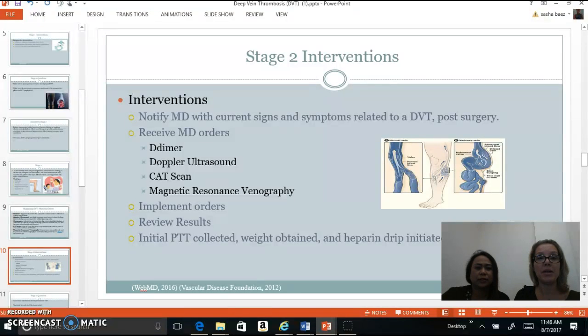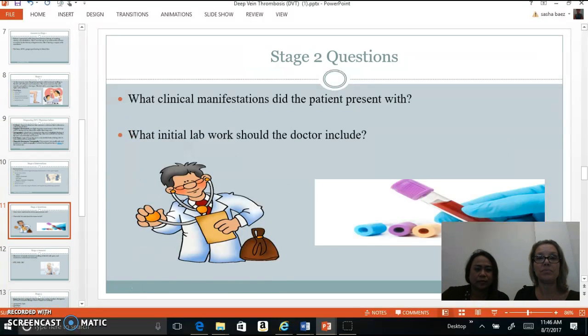You must notify the MD with the current signs and symptoms related to a DVT post-surgery. Once you receive the MD orders of D-dimer, Doppler ultrasound, CAT scan, or magnetic resonance venography, you must implement those orders. Then you must review the results. Initial PTT has to be collected. You have to weigh the patient, and you must initiate heparin drip as per protocol.